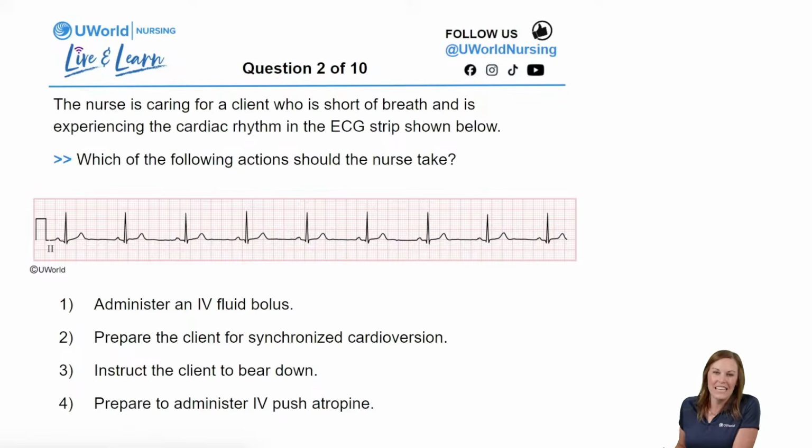Question 2. We're doing ECG questions, and we are on question 2 of 10. I will read it and give y'all 30 seconds. All right, the nurse is caring for a client who is short of breath and is experiencing the cardiac rhythm in the ECG strip shown below. Which of the following actions should the nurse take? Option 1, administer an IV fluid bolus. Option 2, prepare the client for synchronized cardioversion. Option 3, instruct the client to bear down. Option 4, prepare to administer IV push atropine.